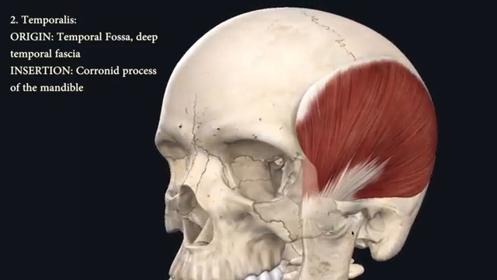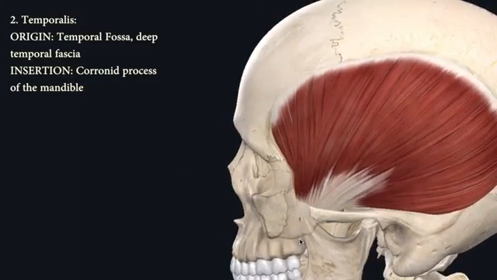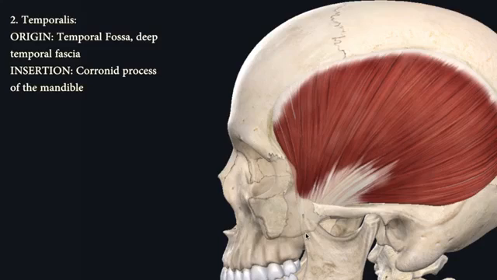One way I remember its insertion, I've always thought to myself that the temporalis is the corona inserting into the coronoid process. I know it doesn't make sense, but if you just think that the temporalis is the corona, then I don't think you'll forget that it inserts into the coronoid process.